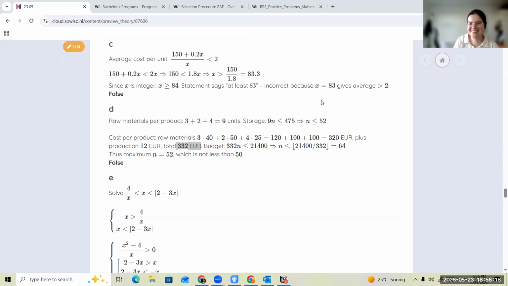Yeah, exactly. Yeah, good point, Philip.